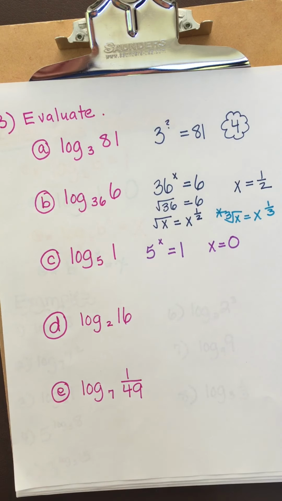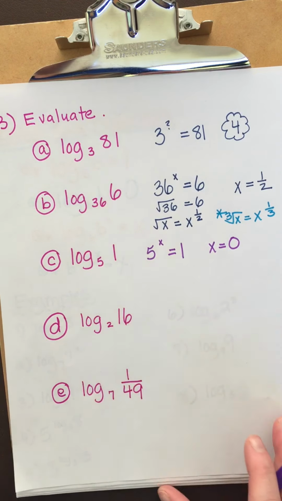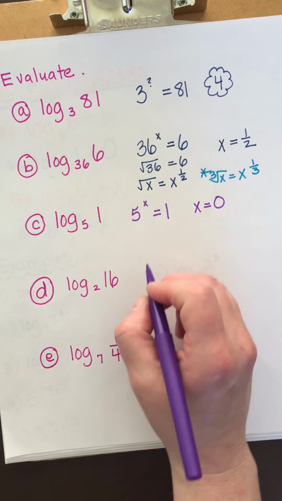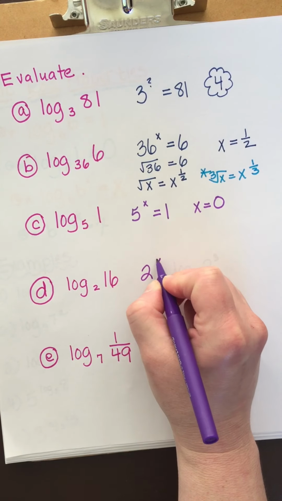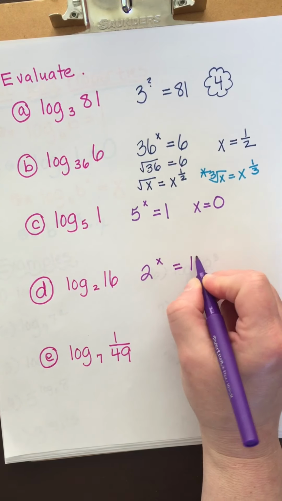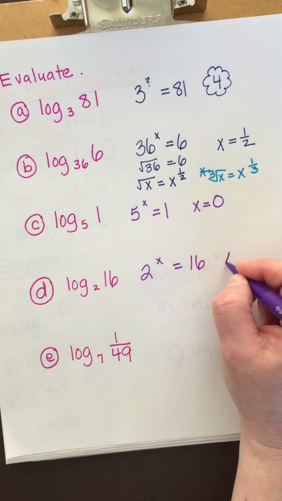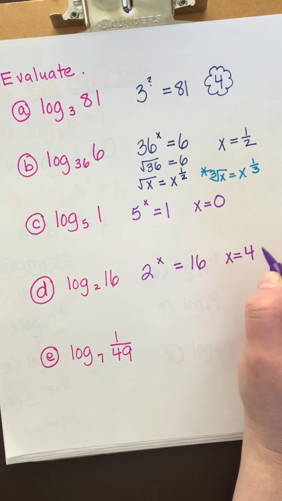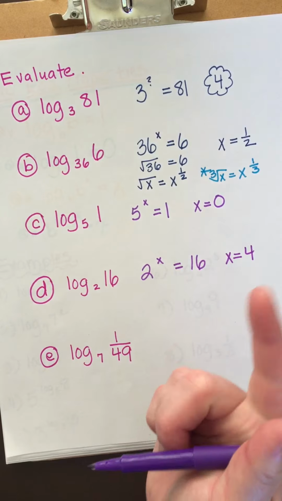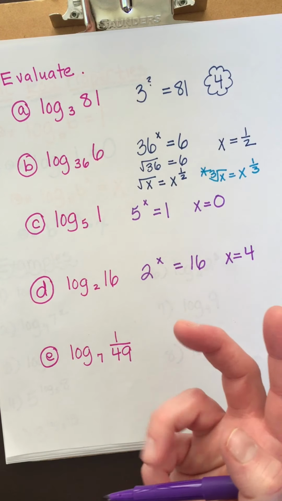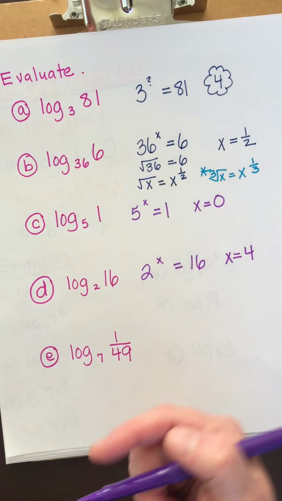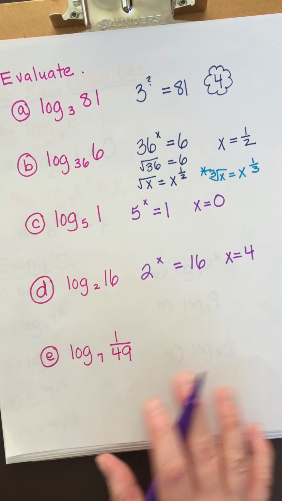All right, for the next one, the log base 2 of 16 is the same thing as saying 2 to the what power equals 16, and that would be 4. Because 2 times 2 times 2 times 2 is 16. All right, 16. Let's try another one.